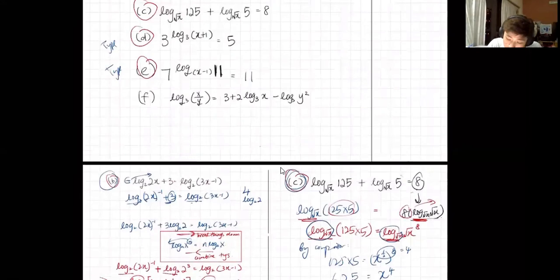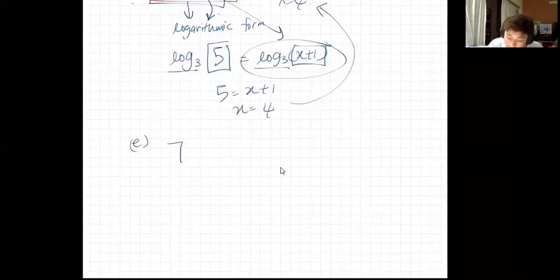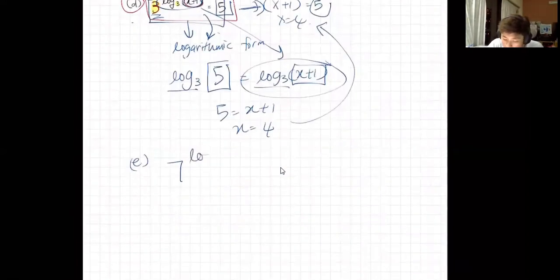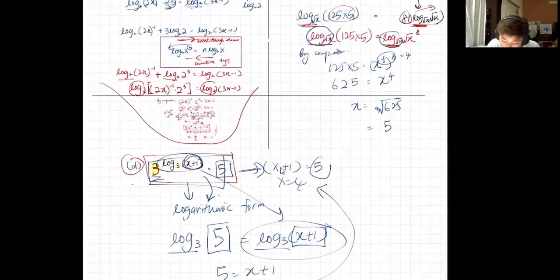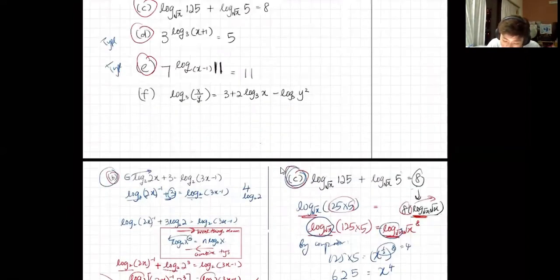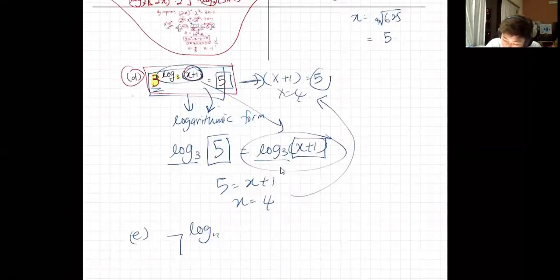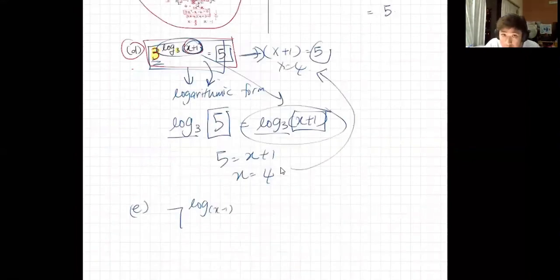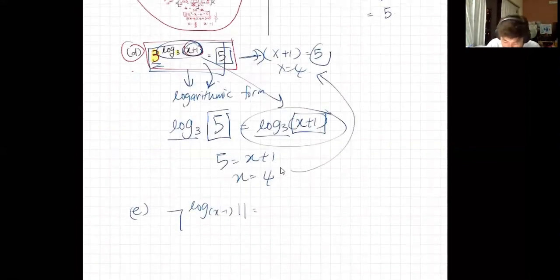E is about what? Oh, E is another tricky question. It looks simple, but if you do not know what to do, then you will just log base 7, 11 is... log base x minus 1, 11 is equal to 11. A bit tired today.